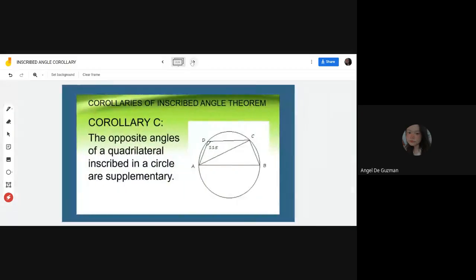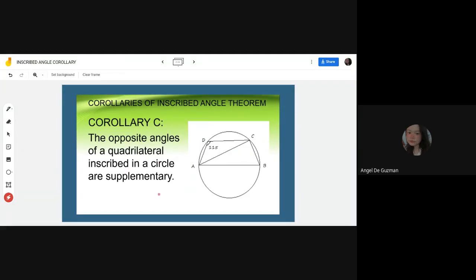Supplementary, pag pinagsama mo yung dalawang measure ng dalawang angles, ang katumbas nun ay 180 degrees. So, in this example, we have opposite angles na angle ADC and angle ABC, given ang measure ni angle ADC na 115 degrees. So, ang gagawin lang natin dito ay i-minus natin sa 180 degrees si 115 degrees. So, 180 minus 115 is equal to 65 degrees.